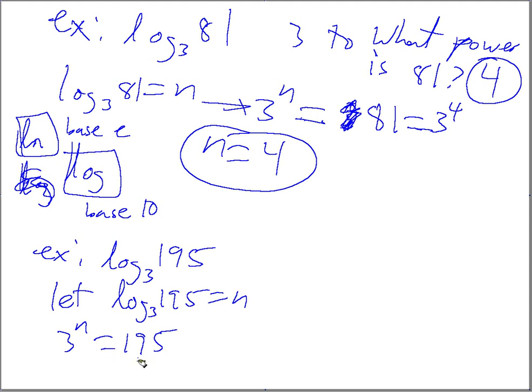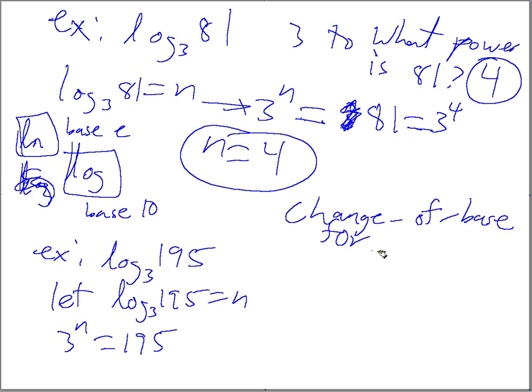Now to answer this question, we need what's called a change of base formula, because I can't solve this directly like I did up here with 81. 195 is a different animal, a different number. I cannot write 195 as 3 to an integer power. 81 I can, because 81 is 3 to the 4th. Can I do that with 195? I cannot. So therefore, I need another technique. I need what's called the change of base formula.